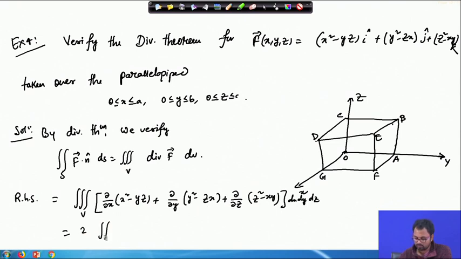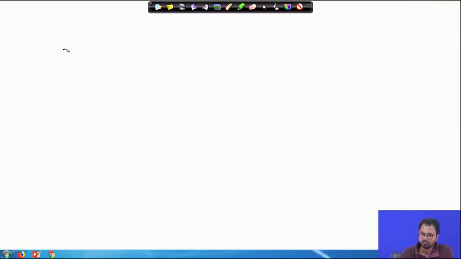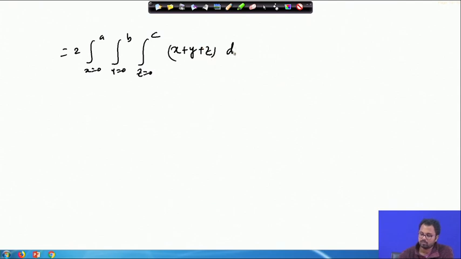So, we will have the volume integral of 2(x + y + z) dx dy dz. Now, x is varying from 0 to a, y is varying from 0 to b and z is varying from 0 to c. So, I can write those limits: x from 0 to a, y from 0 to b and z from 0 to c, of (x + y + z), and then this is dx dy dz.